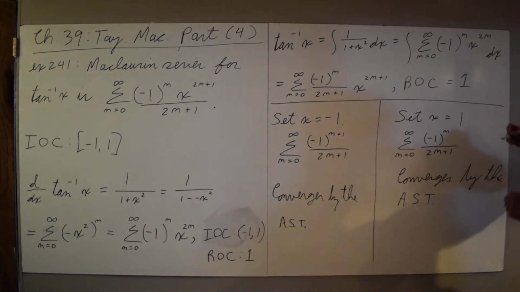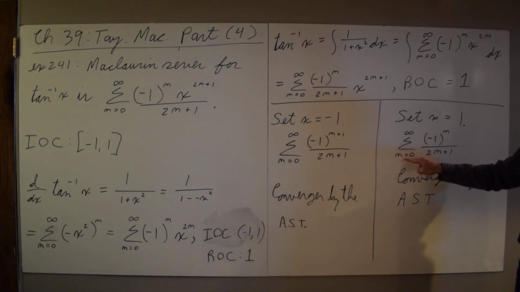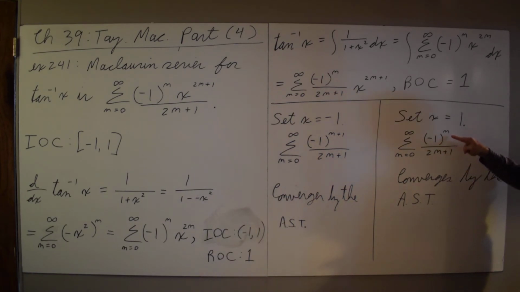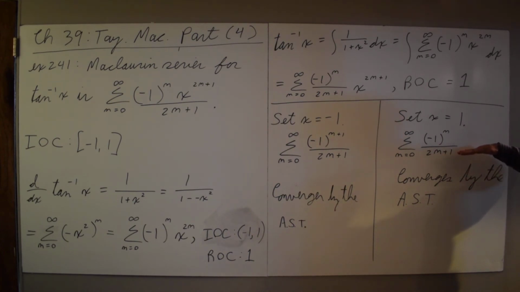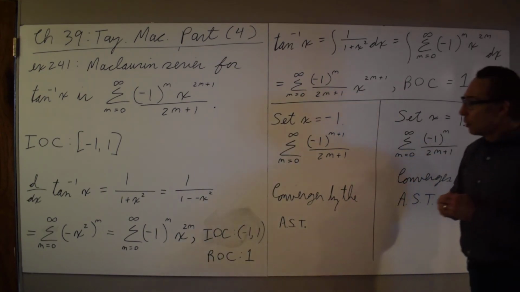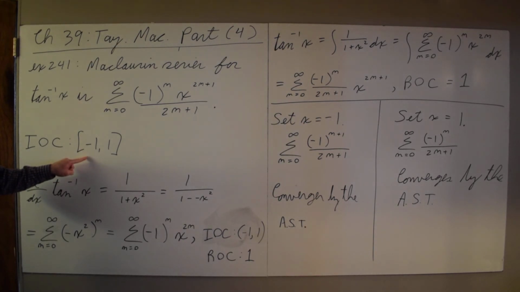Then we set x equal to 1. When we set x equal to 1 right here, we have this series: the sum from n equals 0 to infinity of negative 1 to the n divided by 2n plus 1. This series also converges by the alternating series test. This series is also conditionally convergent. It's not absolutely convergent. But again, what we care about in this example is that this series does converge. And so that means that the interval of convergence is in fact the closed interval negative 1 to 1.